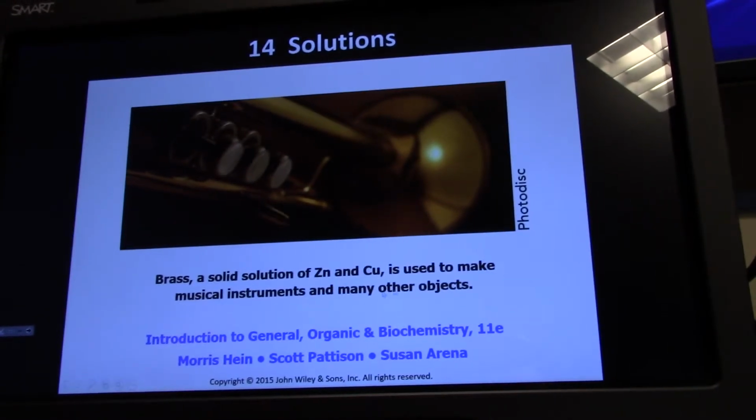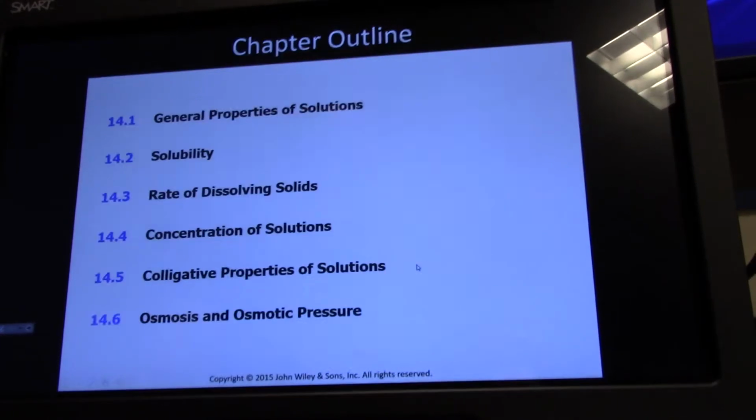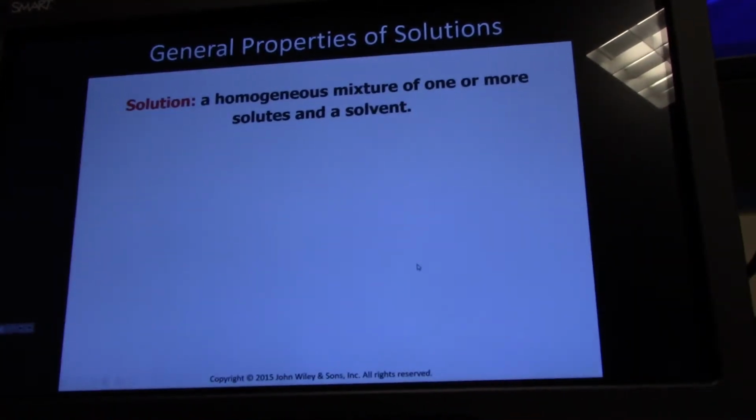All right, solutions. Brass. Here we see a brass instrument. It is a solid solution of zinc and copper, and pretty much all alloys are. A solution is a homogeneous mixture of one or more solutes and a solvent. So if you have two different pure substances together homogeneously, you have a solution.